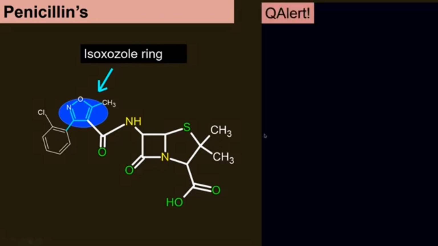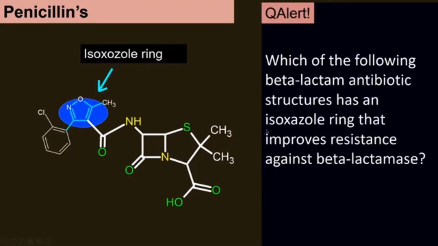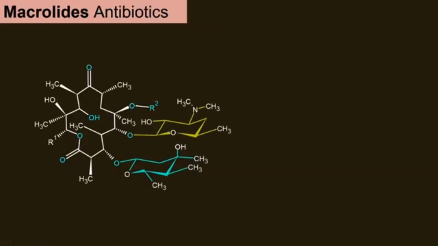So here's a question alert: which of the following beta-lactam antibiotic structures has an isoxazole ring that improves resistance against beta-lactamase? Just guess what this penicillin structure could be. This belongs to cloxacillin. The structure of this drug is cloxacillin or oxacillin. If you add chlorine, that becomes cloxacillin. Cloxacillins have an improved resistance against beta-lactamase because of these bulky groups attached to the beta-lactam rings. So next, antibiotics are macrolide antibiotics.